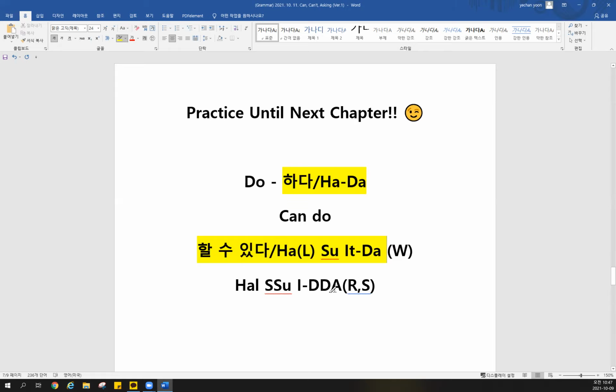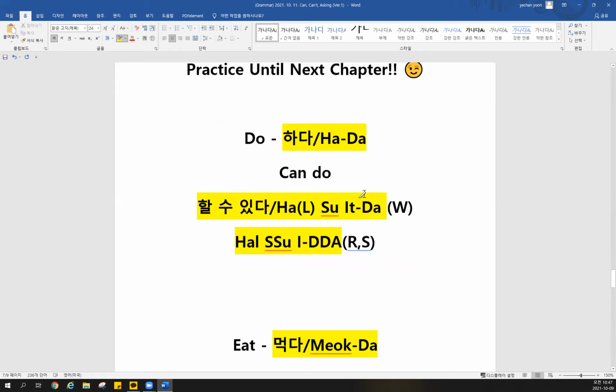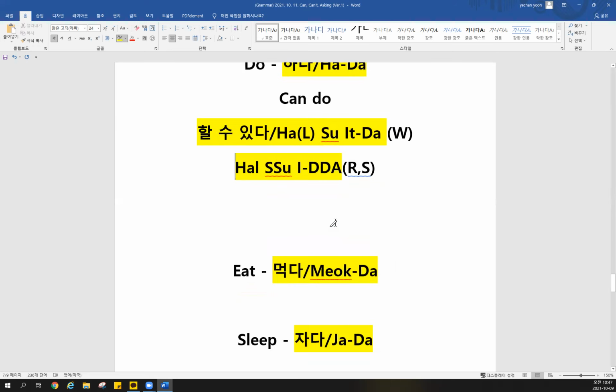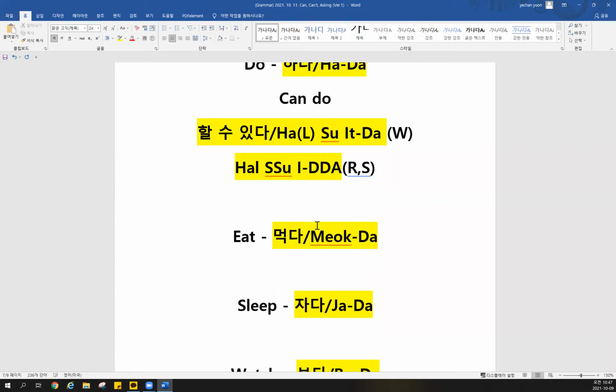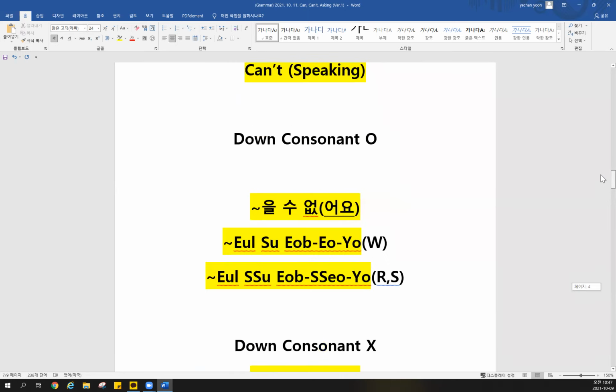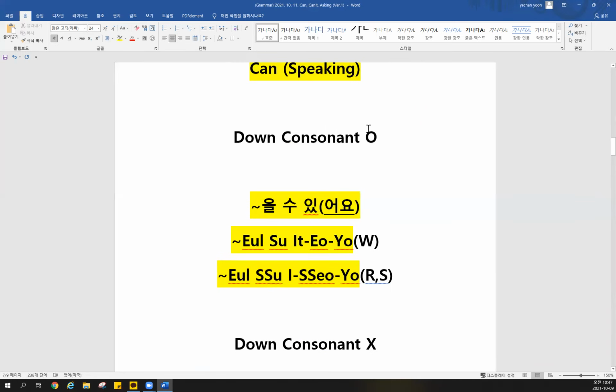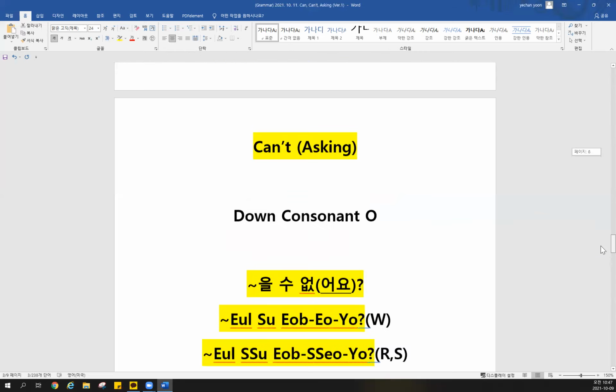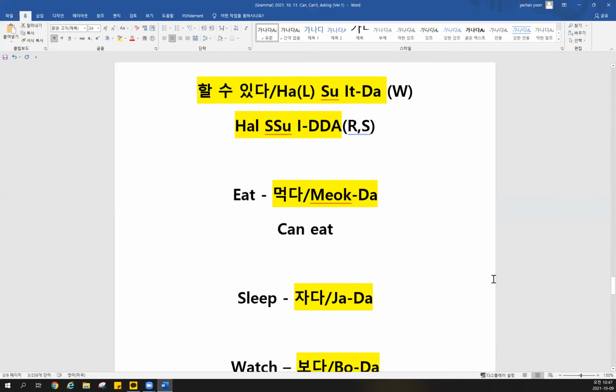I'm going to give you another example, because this doesn't have any down consonant, right? Then how can we say this one? Right down here, they have a down consonant, right? 먹다. So then, can eat. How can we say can eat? Let's try the speaking version. They have a down consonant, then we can just add this one, right? So how is it going to be? Try. There we go. Can eat.